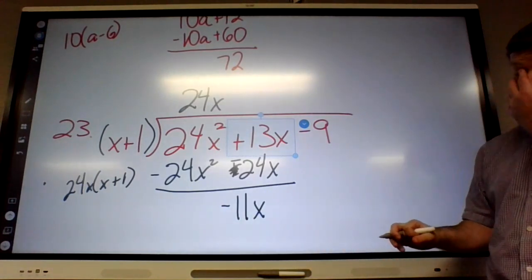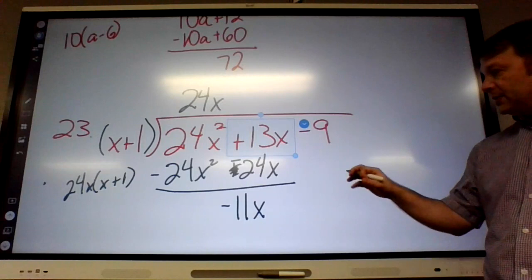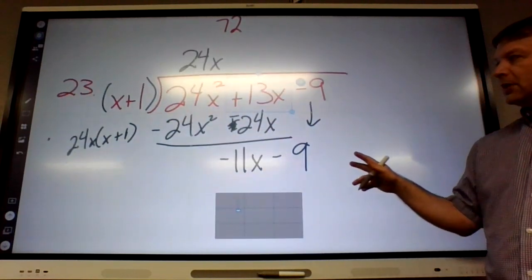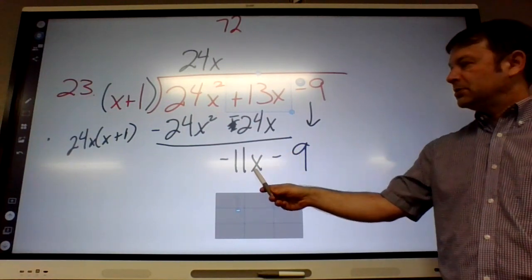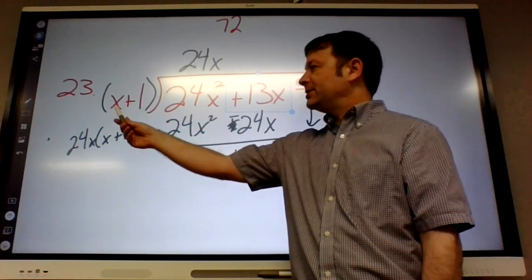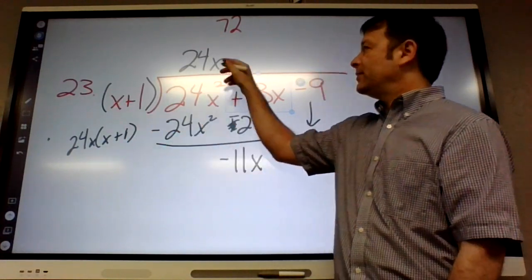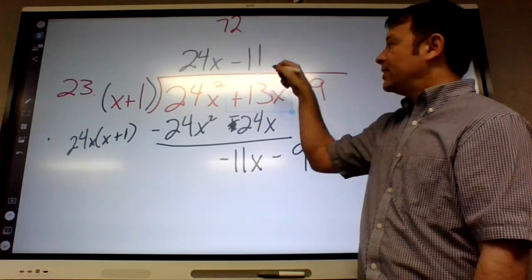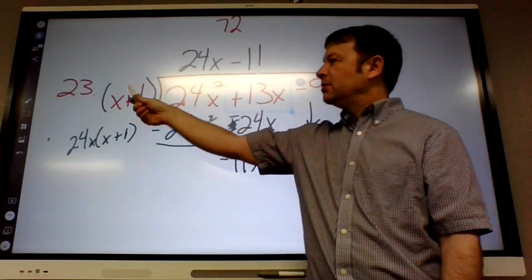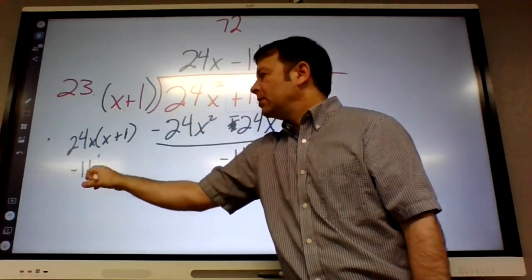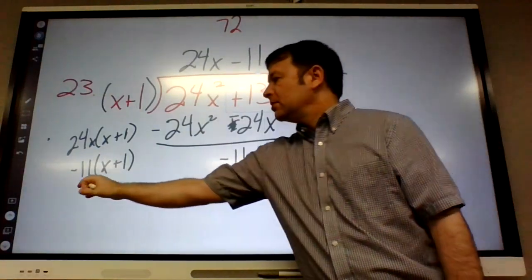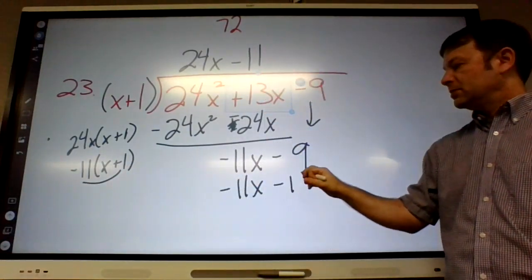Okay, go ahead. Now what? And then you bring down the negative 9. Yep. And then start over. Negative 11x divided by x is negative 11. The x just kind of drops off when you divide by an x. You multiply that times x plus 1. Yep. So you get negative 11x minus 11.